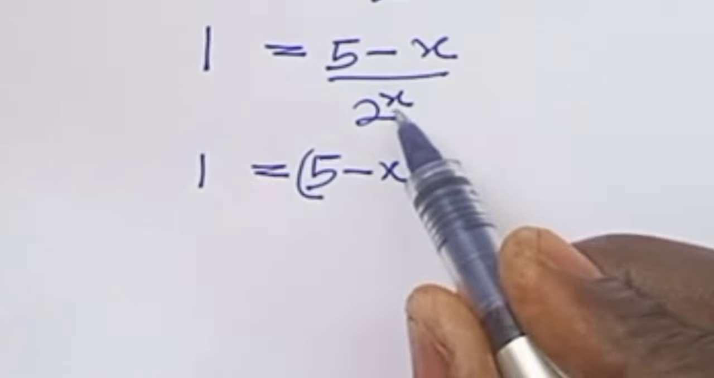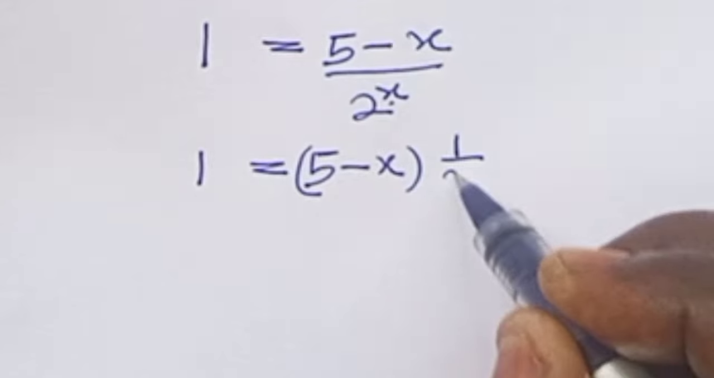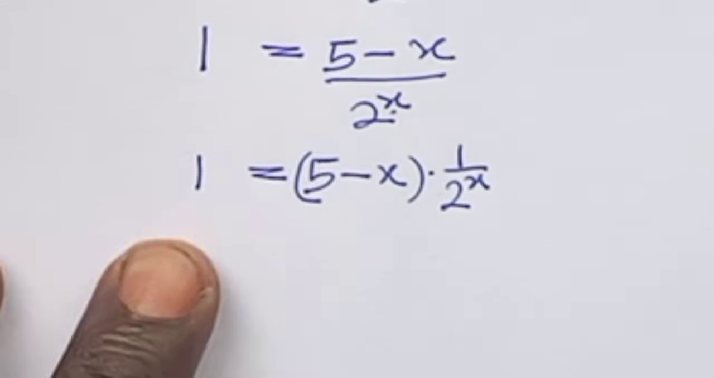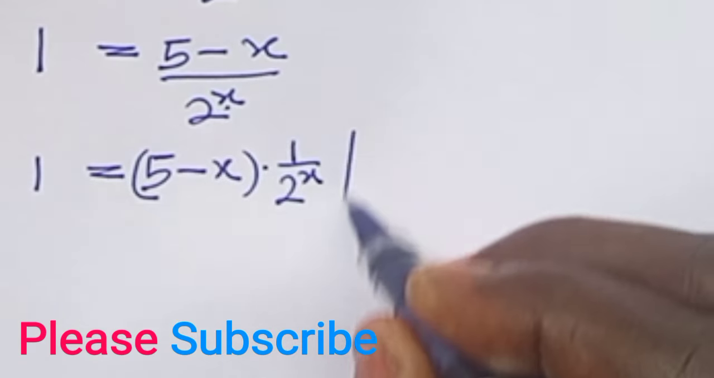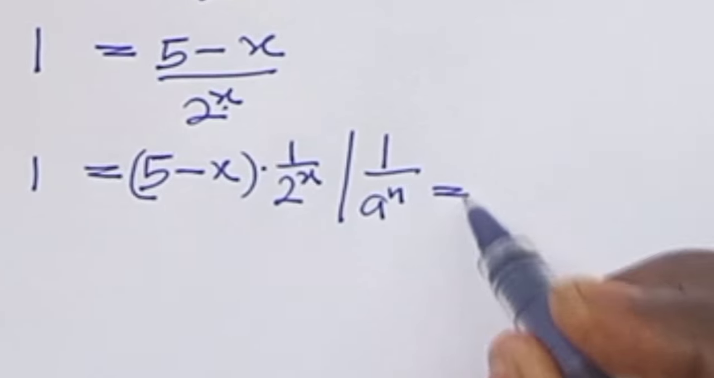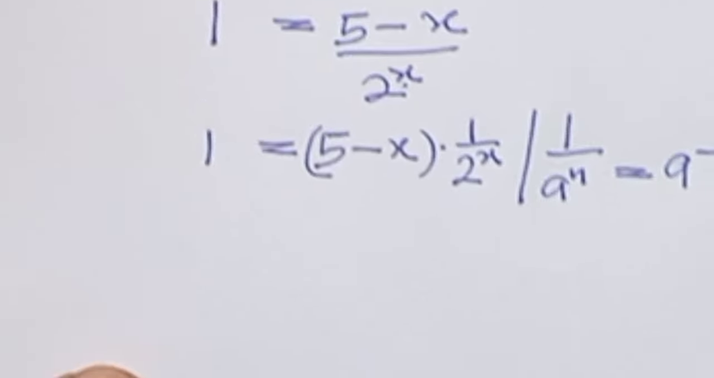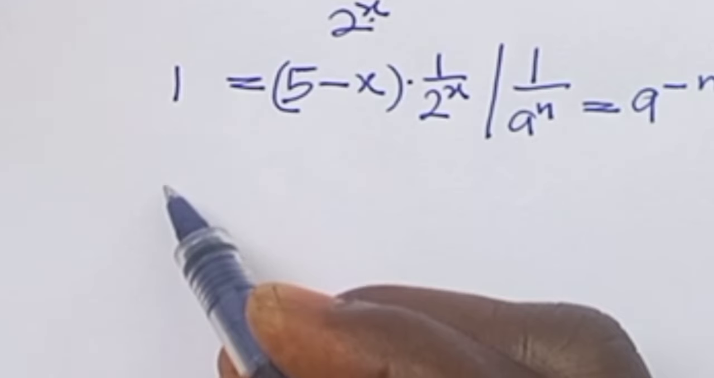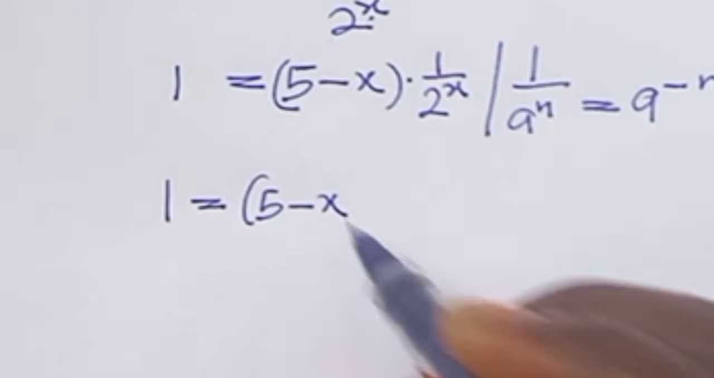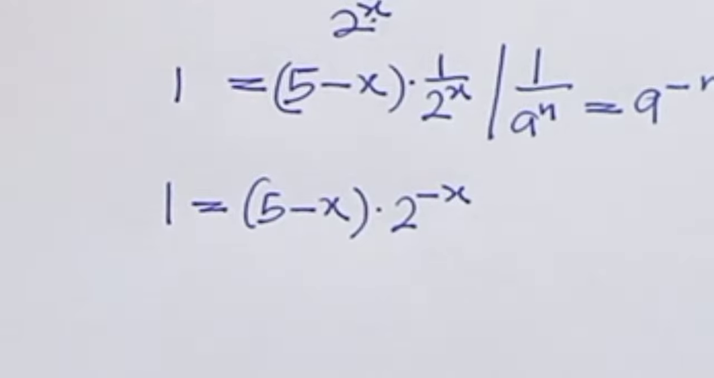If you put this in bracket, we can write the reciprocal of 2 to the power of x as 1 over 2 to the power of x. Of course, it's multiplying. But 1 all over a to the power of n can be represented as a to the power of minus n. So our equation becomes 1 equals to 5 minus x times 2 to the power of minus x, and we are fine.